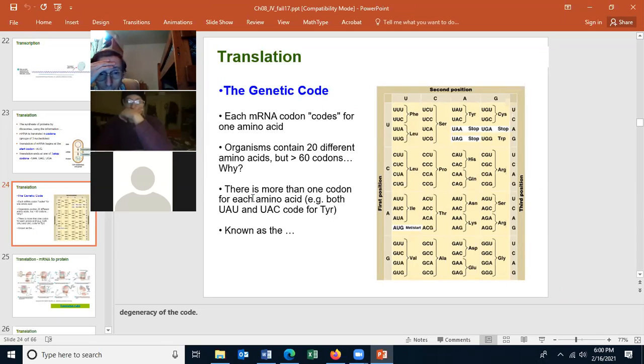So each messenger RNA codon codes for 1 amino acid. Organisms in general have 20 different amino acids. And this is true of humans, and it's true of most bacteria. But remember, we have 4 different nucleotides, and those 4 different nucleotides can go in 3 different positions. That means we have slightly over 60 different codons. And there's only 20 different amino acids in most organisms.